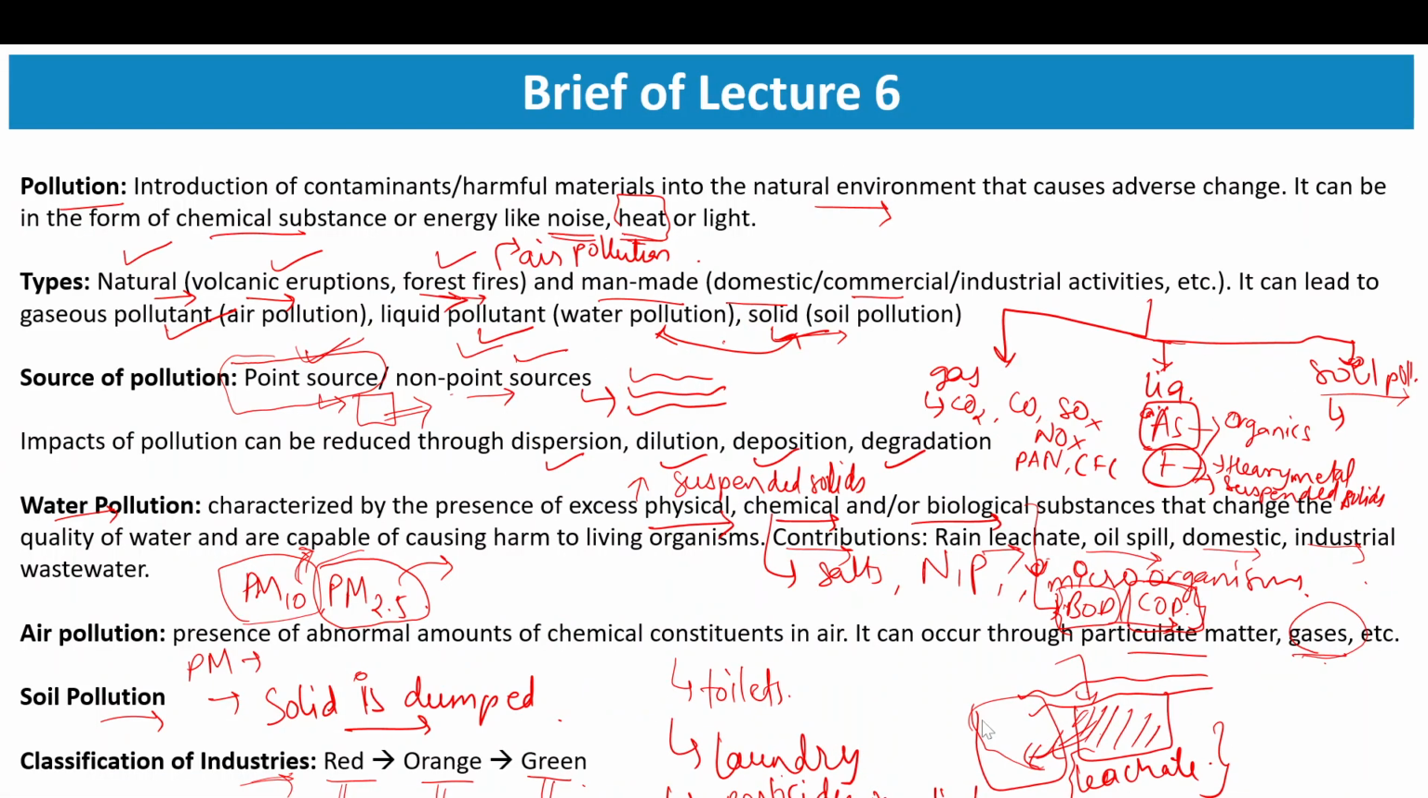So green are considered the ones which have the least pollutants. There are certain criteria, and you can check on the CPCB website also if you want more details. One example of red, the most polluting industry, is the pulp and paper industry, which generates a lot of wastewater.